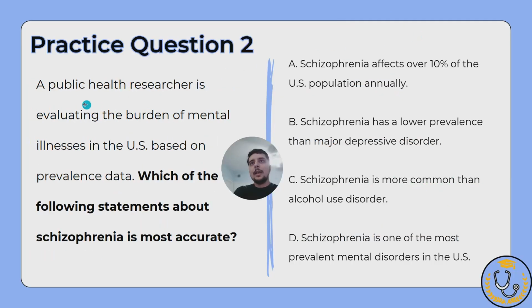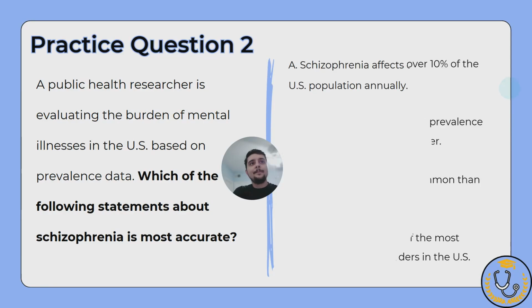Practice question number 2. A public health researcher is evaluating the burden of mental health illnesses in the US based on prevalence data. Which of the following statements about schizophrenia is most accurate? A, schizophrenia affects over 10% of the US population annually. B, schizophrenia has a lower prevalence than major depressive disorder. C, schizophrenia is more common than alcohol use disorder. And D, schizophrenia is one of the most prevalent mental health disorders in the US. Take a couple seconds, think about your answer, and 3, 2, 1.